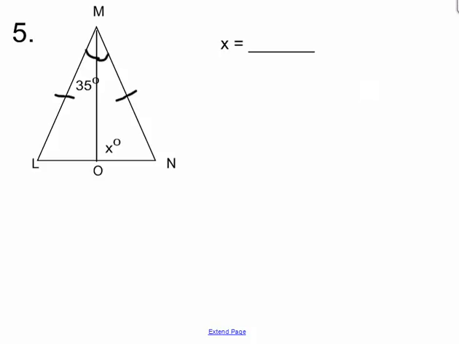This is using the theorem from the front as well. So notice it's an isosceles triangle. This is an angle bisector. If it's an angle bisector, then the base and that angle bisector are perpendicular. So x is 90.